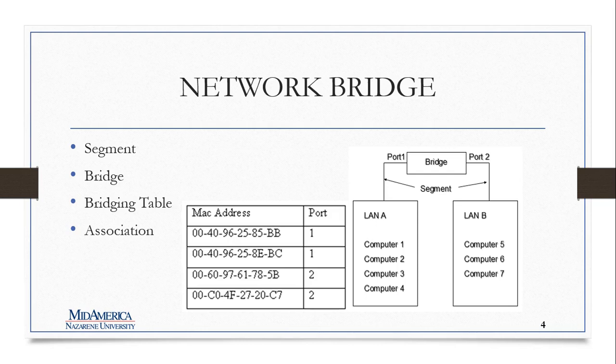The bridges use the MAC addresses to build a bridging table of MAC addresses and port locations for hosts connected to the bridge ports. For example, if computer 1 in local area network A sends a message to computer 2, the bridge will store the MAC addresses of both computers and record that both of these computers are connected to port 1. The capability of a bridge to only forward data packets when there is an association is used to isolate data traffic in each segment.